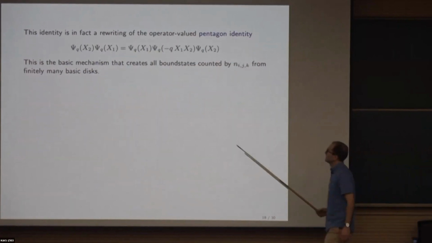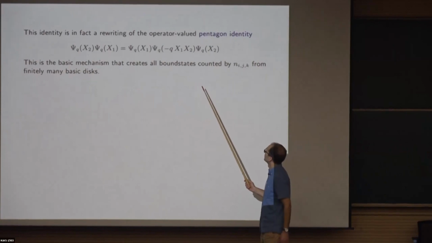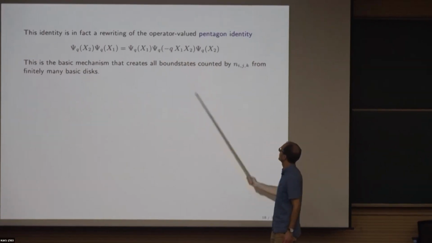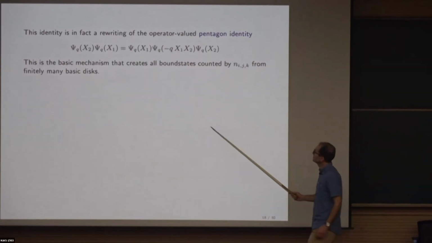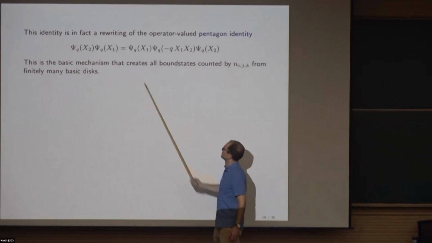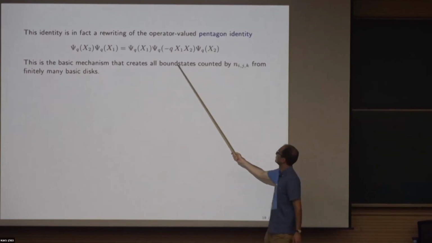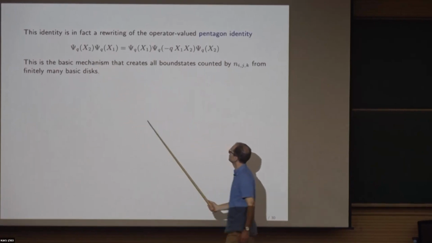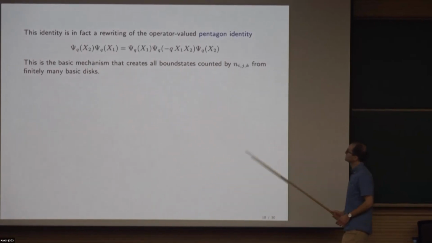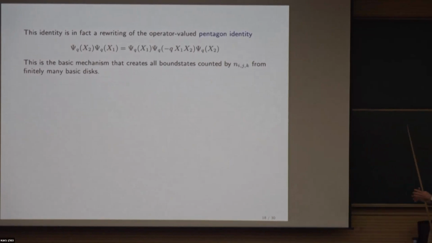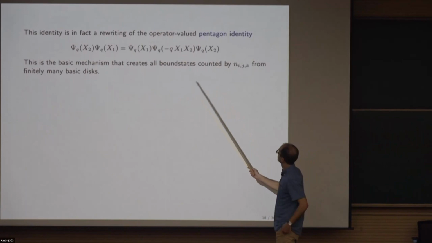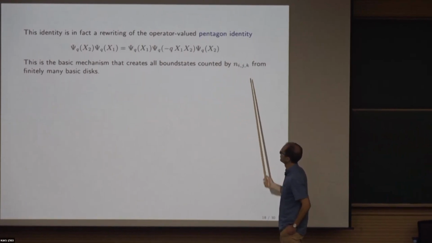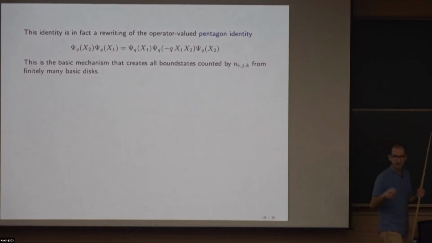In fact, this identity is a rewriting of an operator-valued equation known as the pentagon identity. That's an identity involving quantum dilogarithms with q-commuting arguments, x1, x2. And this identity is the basic mechanism that creates all bound states when you unlink M2 branes. And so it creates all bound states counted by LMOV invariants from the finite set of basic disks.